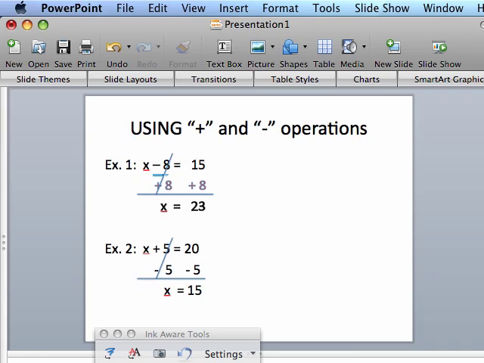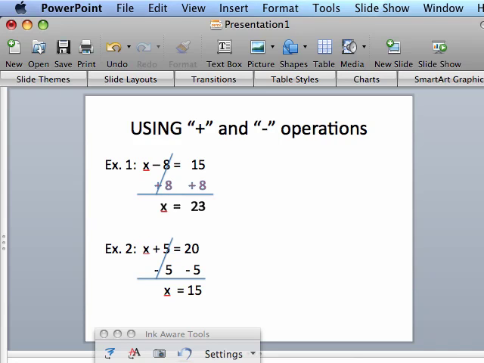Let's take a look. Here we'll be using the addition and subtraction operation. So the opposite operation of addition is subtraction, and the opposite operation of subtraction is addition. So first example, we have x minus 8 equals 15.